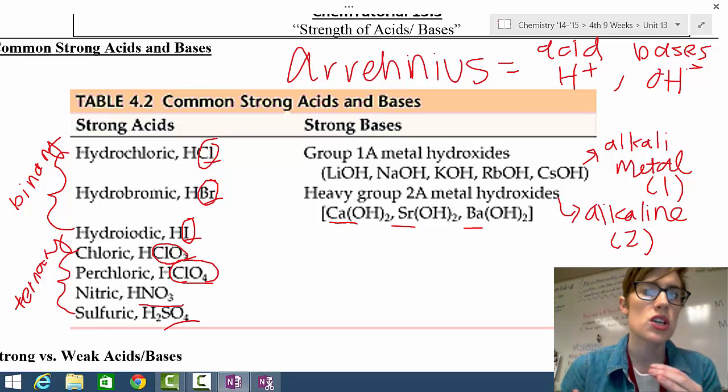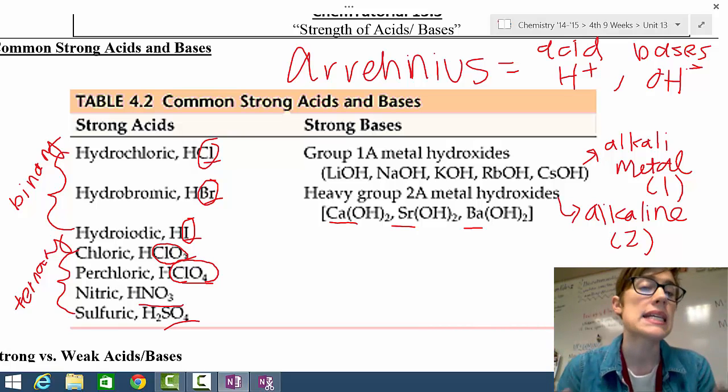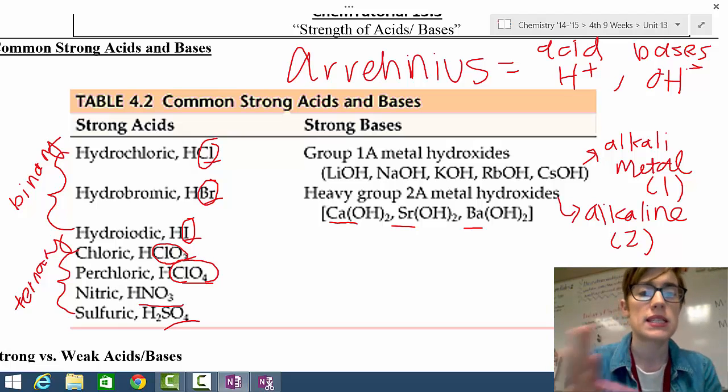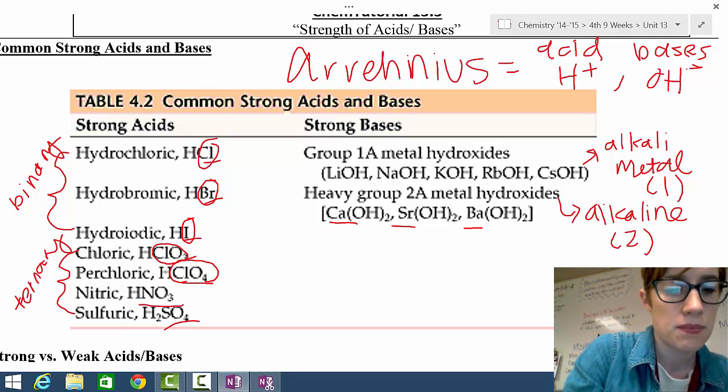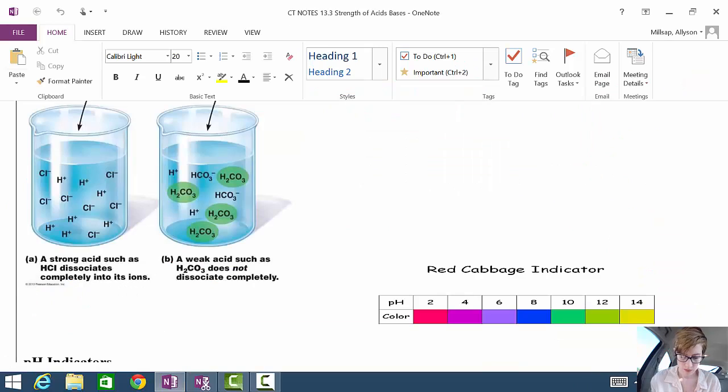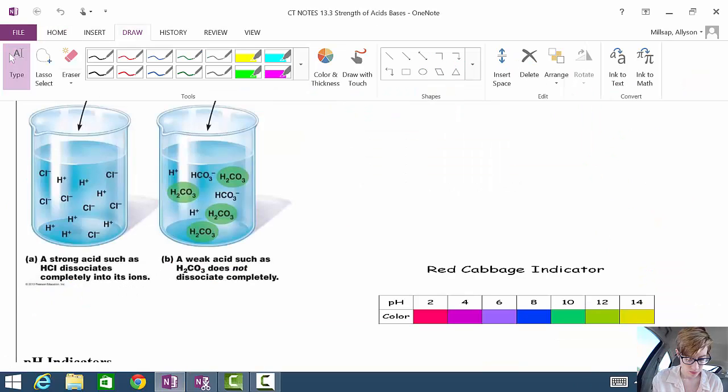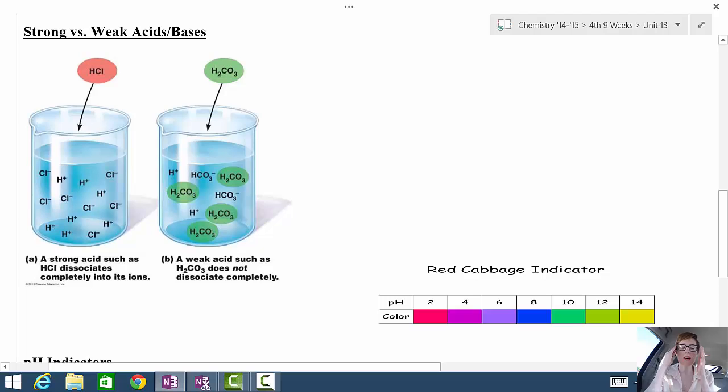So now we're going to talk a little bit about what makes an acid or a base strong versus what makes an acid and base weak. Okay, so now I want to talk a little bit about what makes something strong versus what makes something weak. So we have a list of strong acids and strong bases, but what makes something a strong acid or a weak acid and a strong base or a weak base?